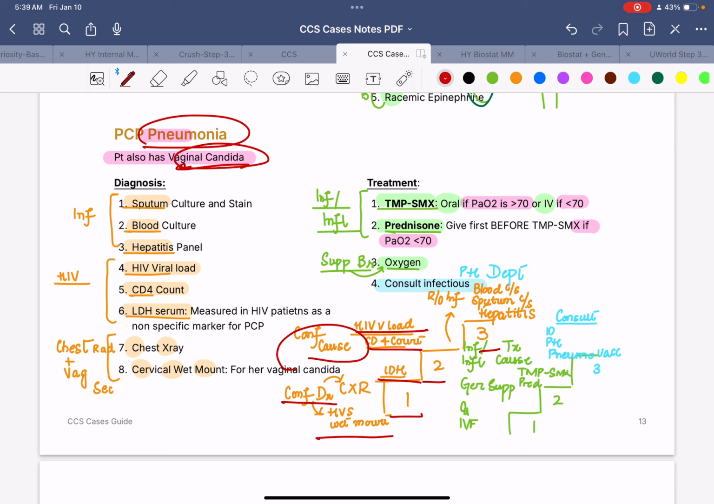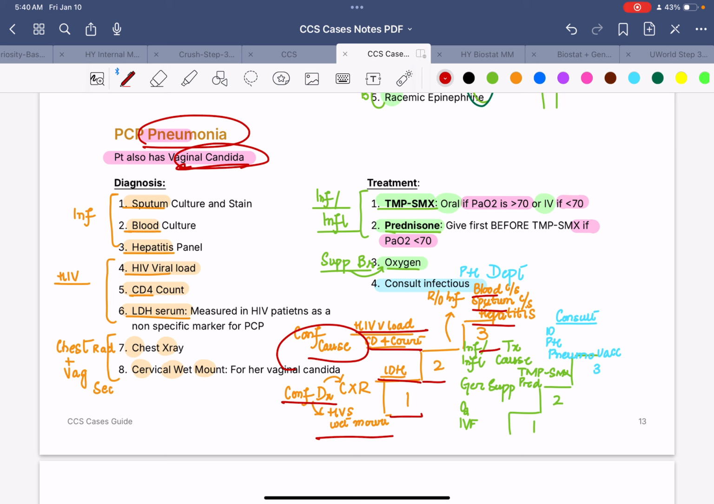In the third step, rule out specific infections. So you are going to do a blood culture, a sputum culture, along with hepatitis panel in order to rule out any associated blood-borne or pulmonary pathogens along with any hepatitis pathogens, right? And in the treatment, again, we have general treatment and specific treatment.